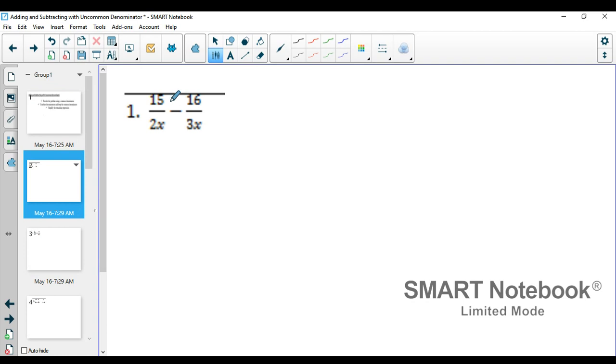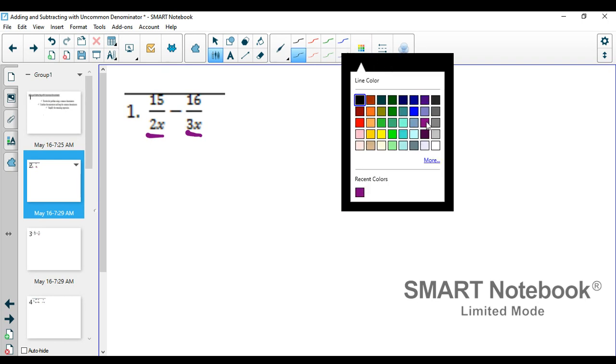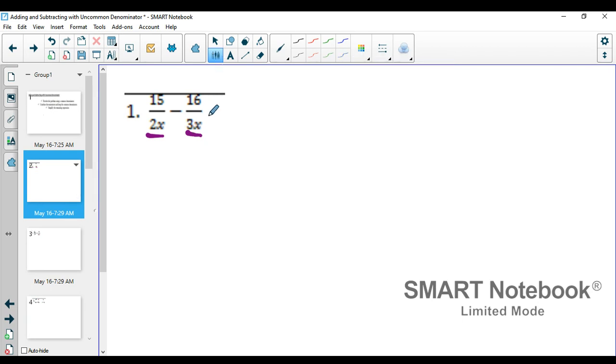All right, so our first example, we have 15 over 2x minus 16 over 3x. So we need to find a common denominator with 2x and 3x. And that common denominator is going to be 6x because you can just multiply this one by 3 to get 6 and this one by 2 to get 6. But remember, with a fraction, you have to multiply the numerators and the denominators. So we're going to multiply this by 2 over 2. And we're going to multiply this one by 3 over 3.